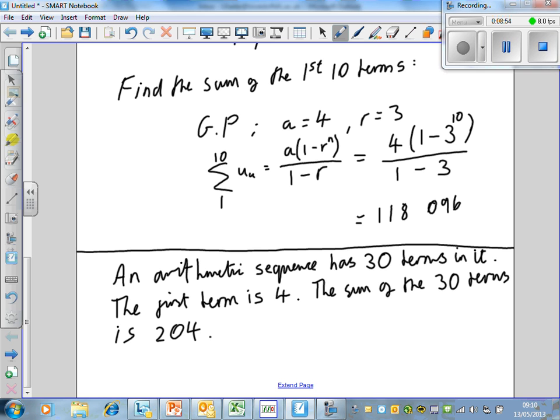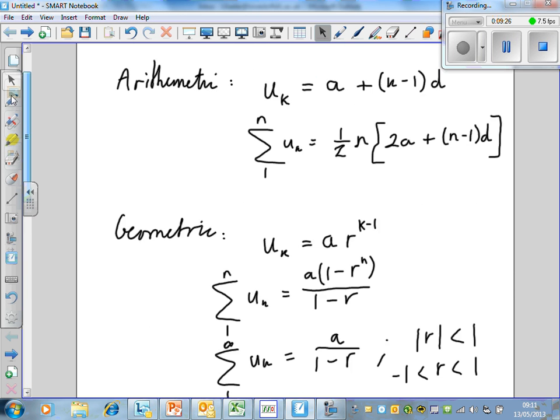Okay, it's 204. Find the common difference. So we've got a sequence which is going up by the same amount each time. It starts at 4. We don't know how much it's going up by, but we know if we've got 30 of the terms and we add them up, we get 204. That's enough information to work out what our common difference is.